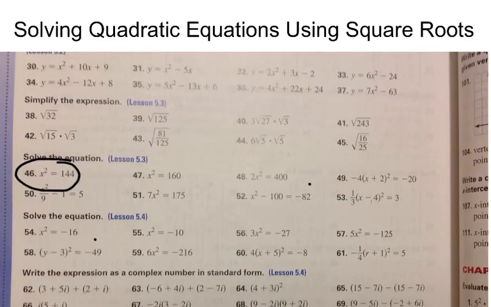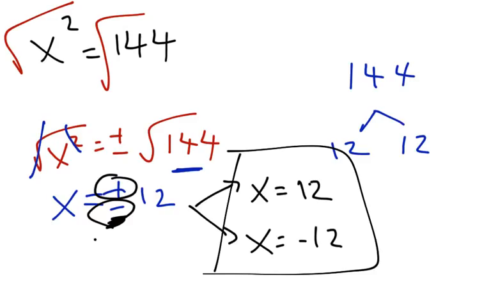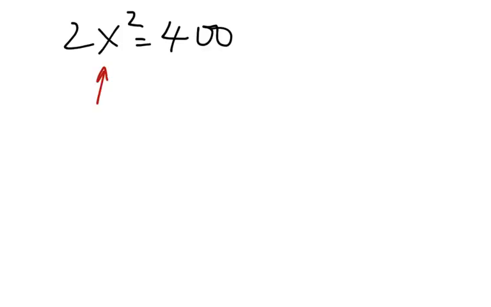Let's solve another one. Let's do number 2: 2x squared equals 400. Like I said before, the x squared has to be by itself before we can do the square roots on both sides. That 2 is multiplying the x squared, so I have to divide by 2 on both sides.